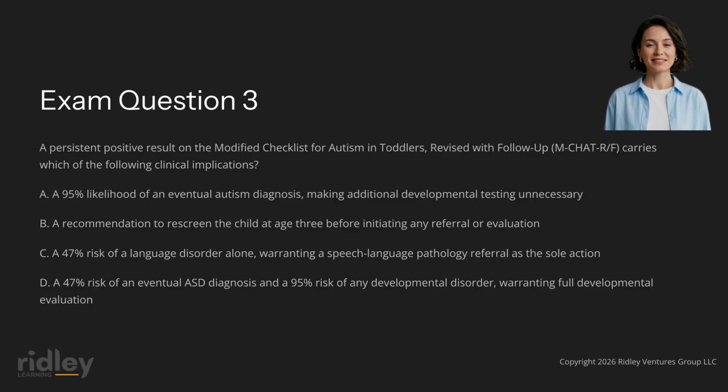Question 3. A persistent positive result on the Modified Checklist for Autism in Toddlers, Revised with Follow-Up carries which of the following clinical implications? The correct answer is D. A 47% risk of an eventual autism spectrum disorder diagnosis and a 95% risk of any developmental disorder, warranting full developmental evaluation. Rationale. Children with a persistent positive screen carry a 47% risk of an eventual autism spectrum disorder diagnosis and a 95% risk of any developmental disorder. This means a positive screen, regardless of the ultimate classification, should trigger a full developmental evaluation rather than reassurance.